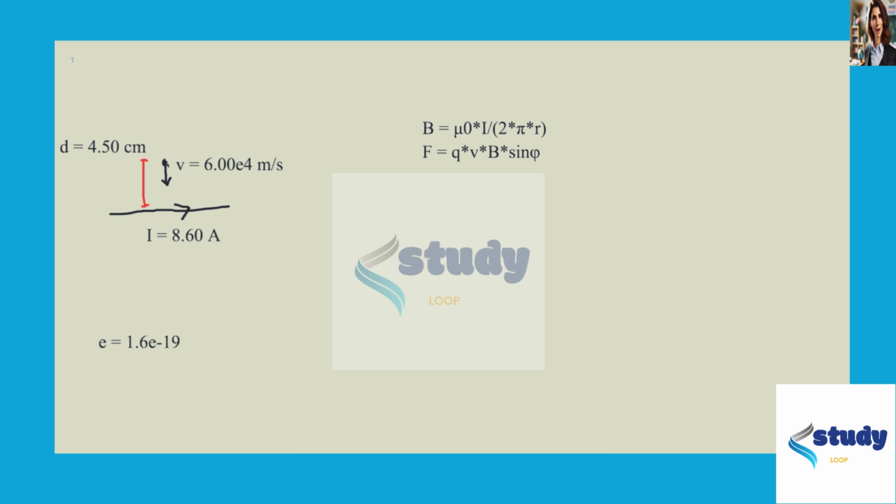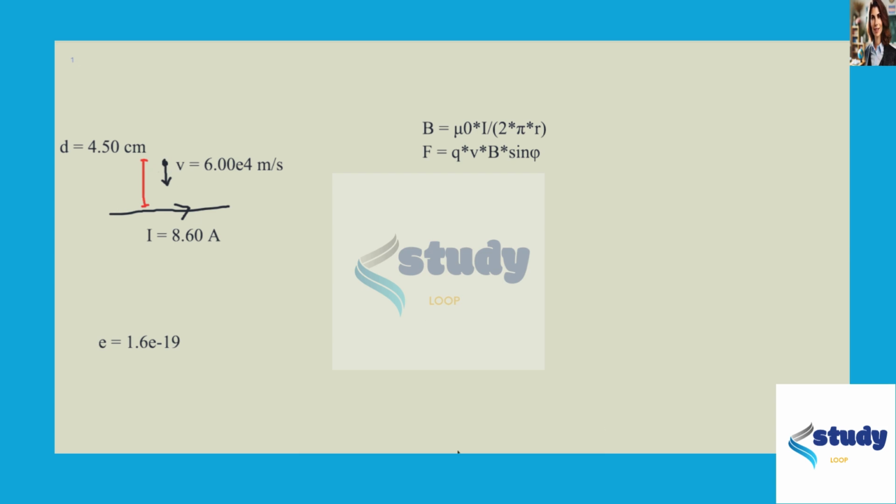So we know that at this point, when the electron is 4.5 centimeters from the wire, it's traveling straight towards the wire at a velocity of 6 times 10 to the 4th meters per second. And we're asked about the magnitude and direction of the force that the magnetic field exerts on the electron.